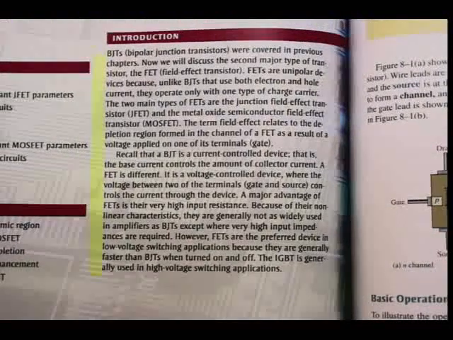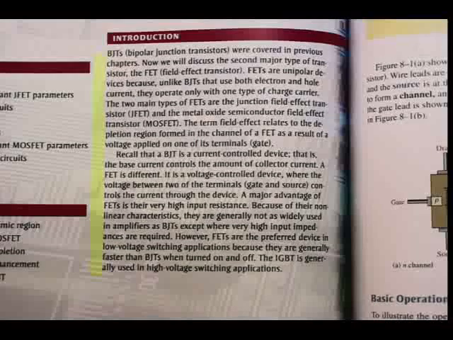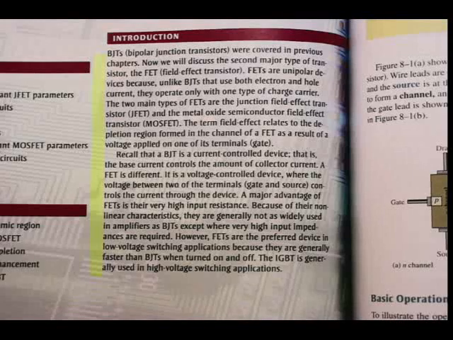Alright, it says there, BJTs, bipolar junction transistors, I hope you still remember them, were covered in the previous chapters. Now we will discuss the second major type of transistor, the field effect transistor. Field effect transistors are unipolar devices because unlike BJTs that use both electron and hole current, they operate only with one type of charge carrier.